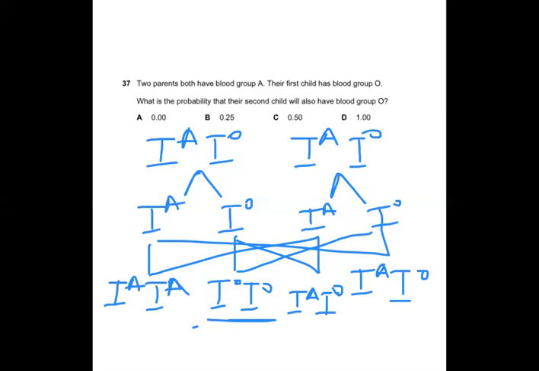0.25, because out of 4, there's only one chance of having blood group O. So 1 upon 4 is equal to 0.25. Therefore, it's B.